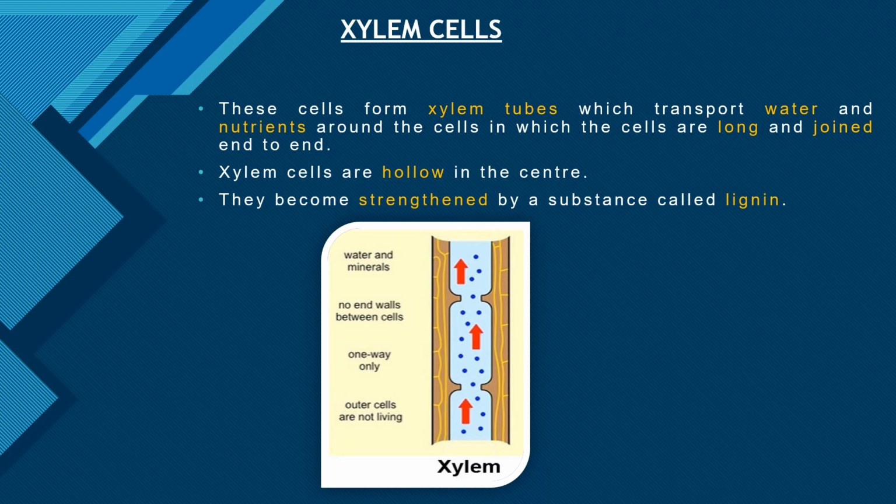And here we can see that it carries water and minerals, with no end walls between the cells, so it's just open. It's one-way only, and this is a part of transpiration. And we will look at that at a later date. The outer cells are not living, so these are dead cells that form xylem tubes. It doesn't really mean the xylem cells are dead, it's just the outer tissue.